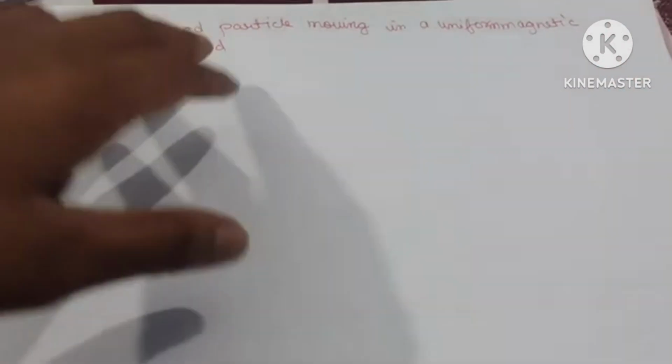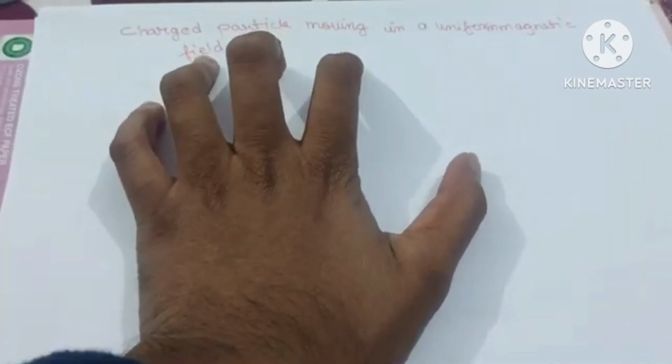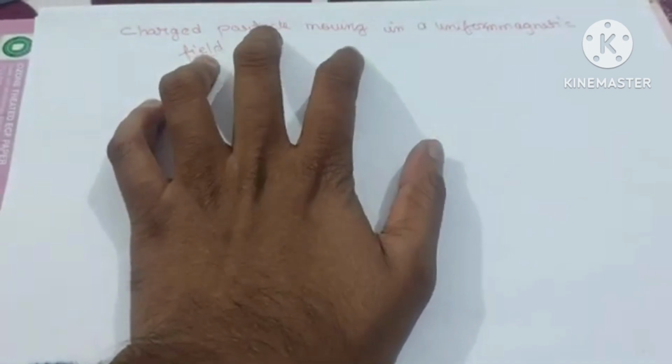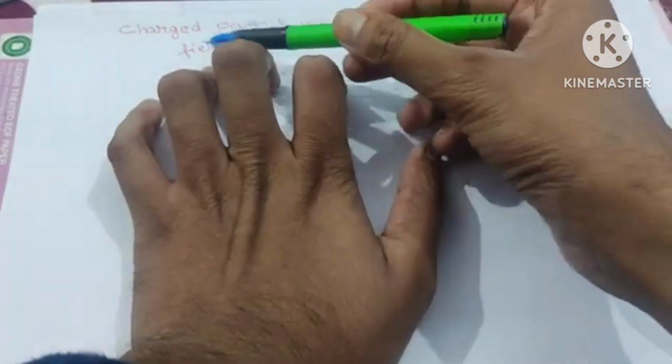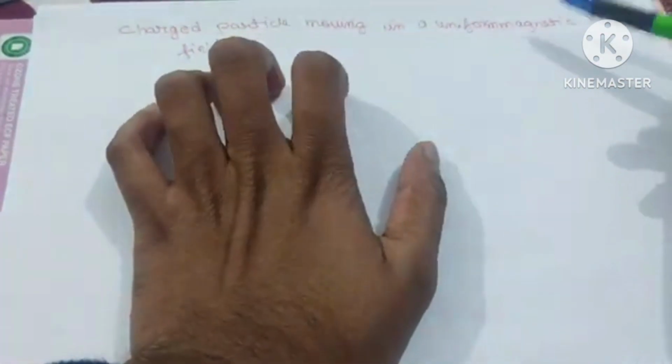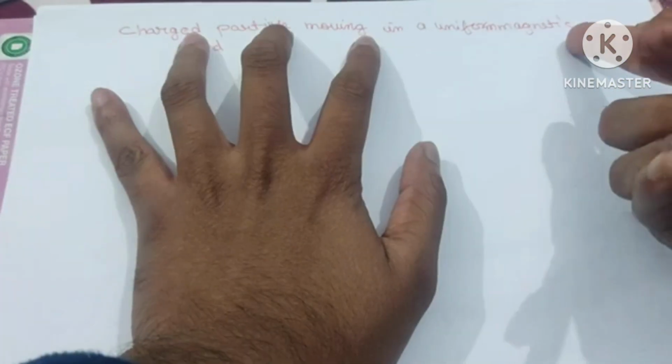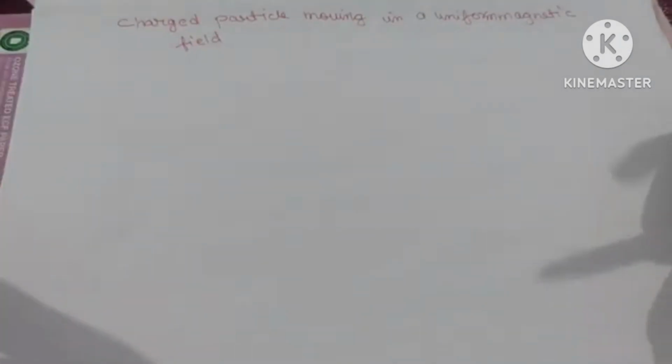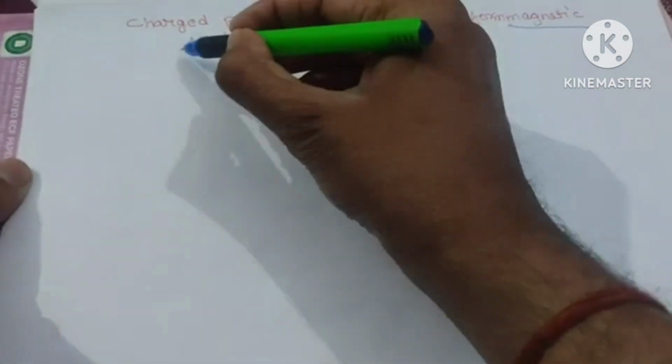Hello friends, today we'll learn the concept of a charged particle moving in a uniform magnetic field. In the previous video we dealt with a charged particle moving in a uniform electric field. Now it's a uniform magnetic field. So here is a magnetic field.